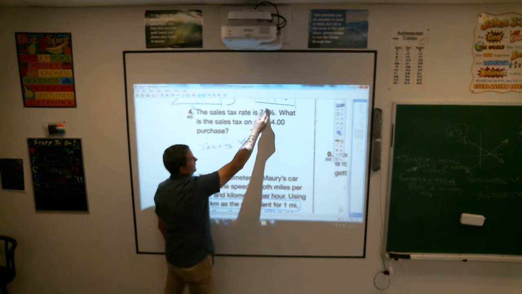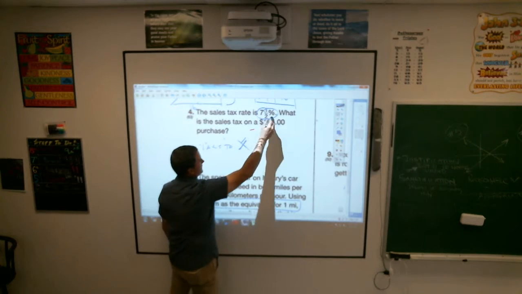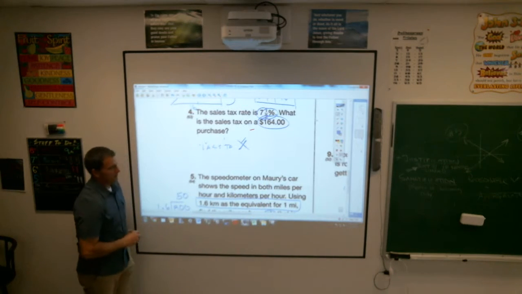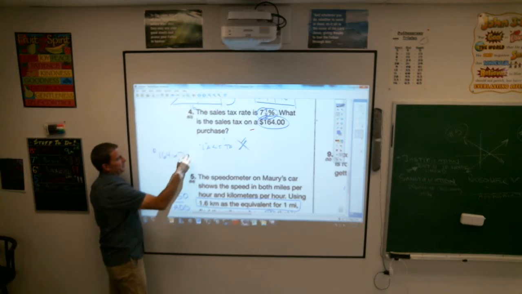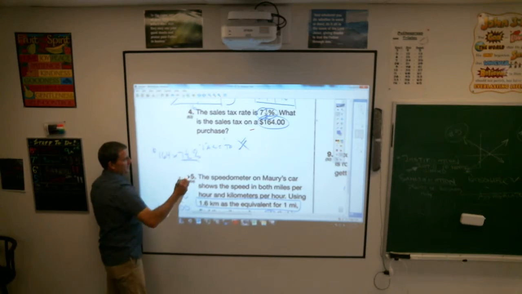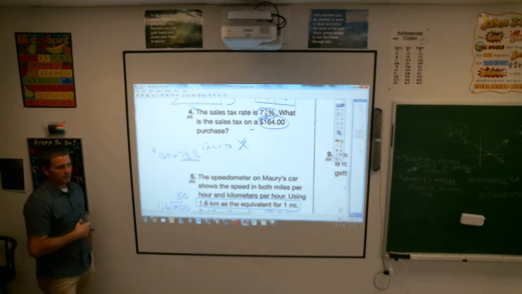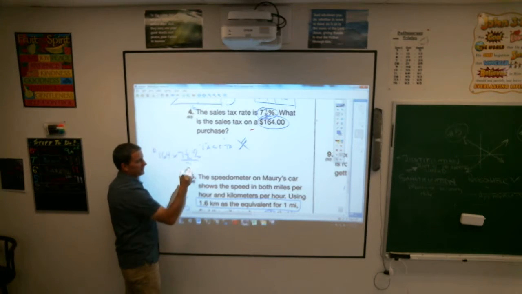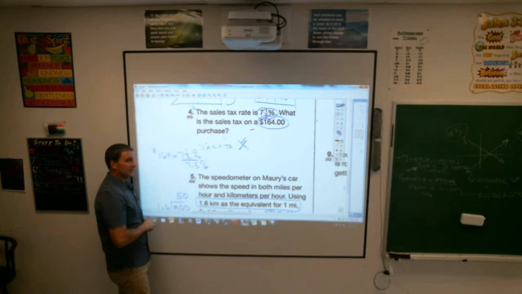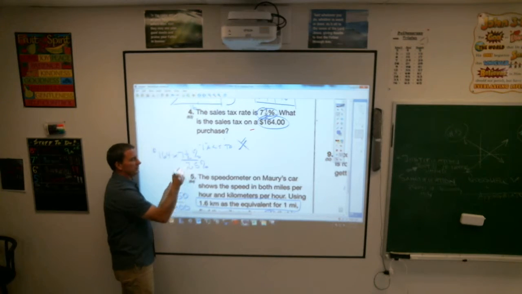I want to know what 7.5% of $164 is. So I have to do $164 times 7.5%. But we have to figure out what 7.5% is as a multiplication thing. What is 7.5% as a decimal? Well, as a percent it's 7.5%. What is 7.5% as a decimal, Jason? 0.075. Right, you have to move the decimal back 2 places. So it's 0.075.